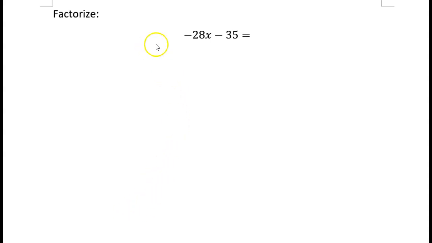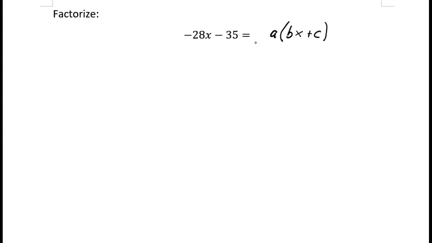In this example, we are required to factorize a simple expression. And factorizing is really the opposite of expanding an expression. So what we want to achieve really is that we end up with something like a times bx plus c. So how can we do that? How can we factorize an expression like that?